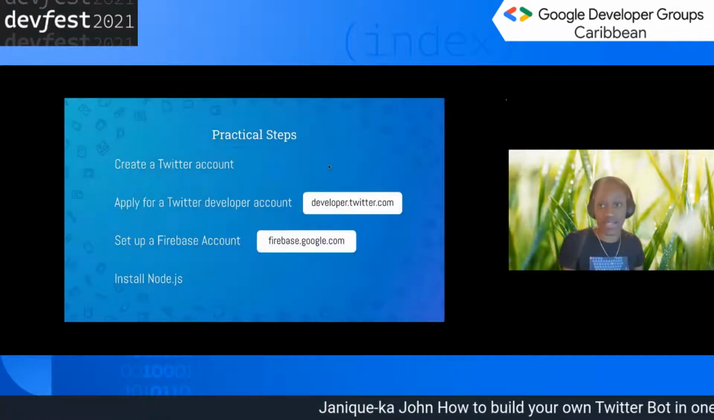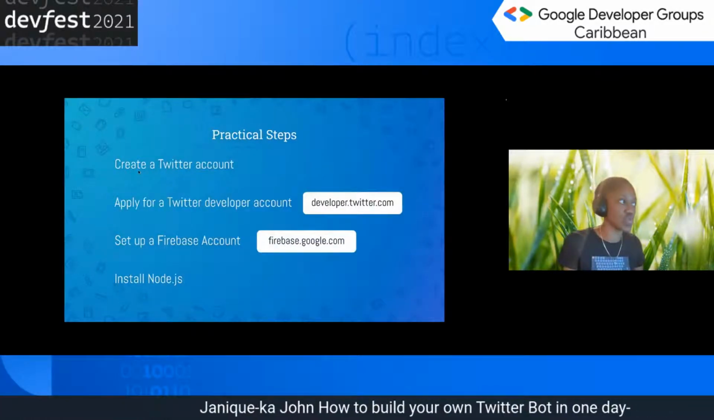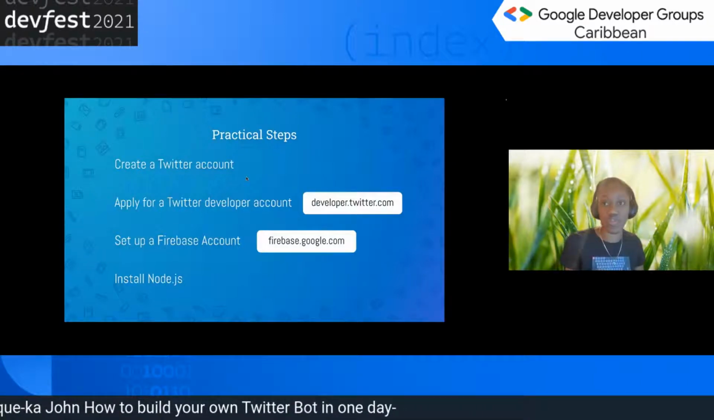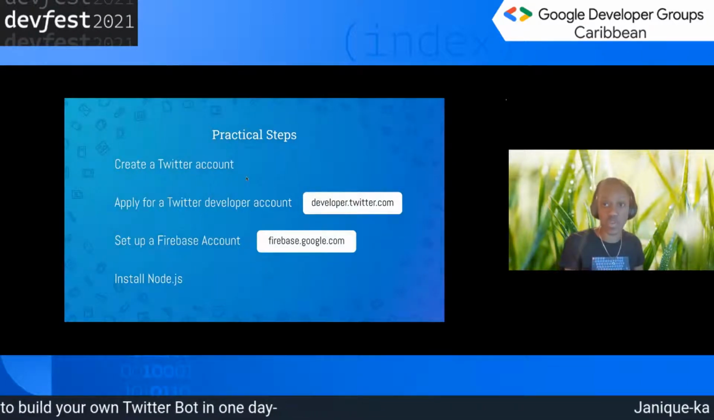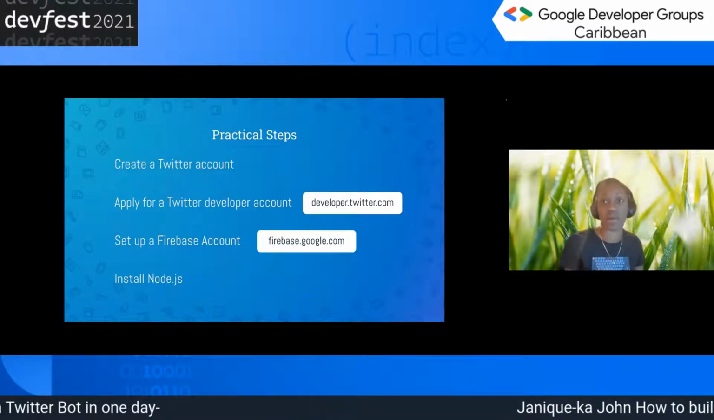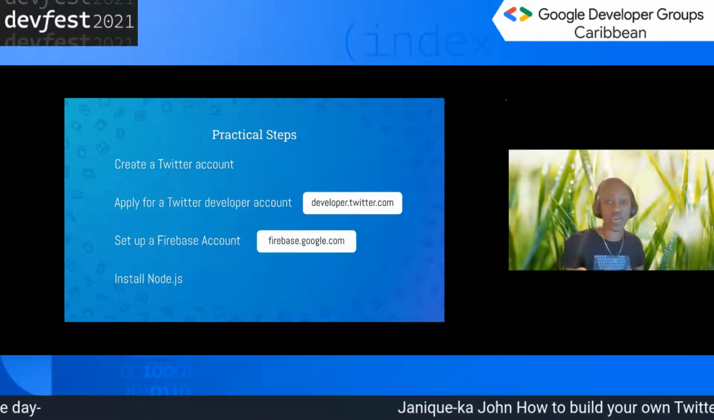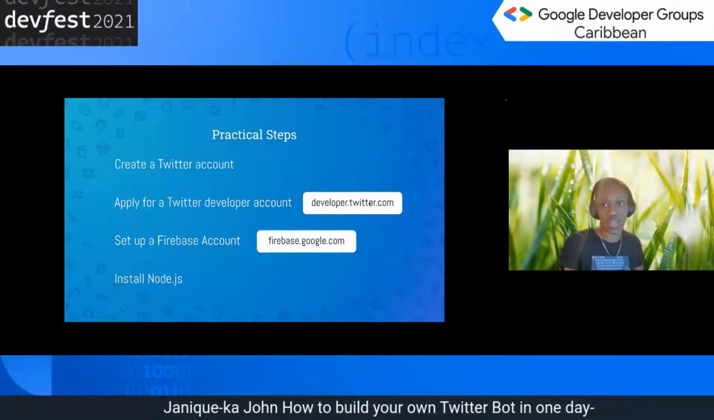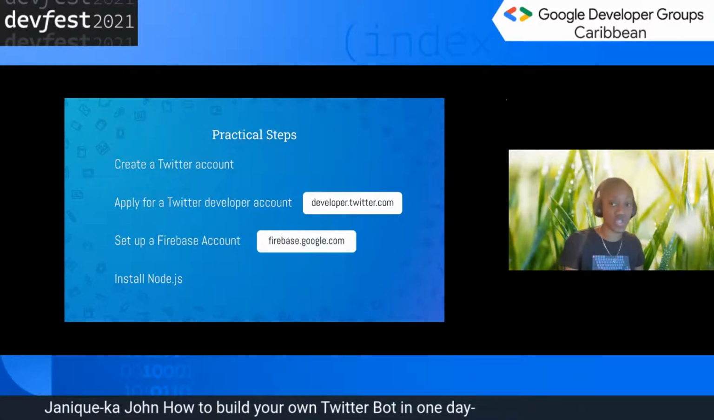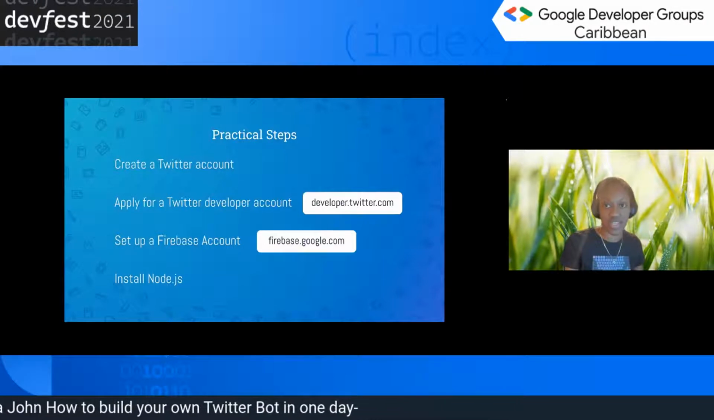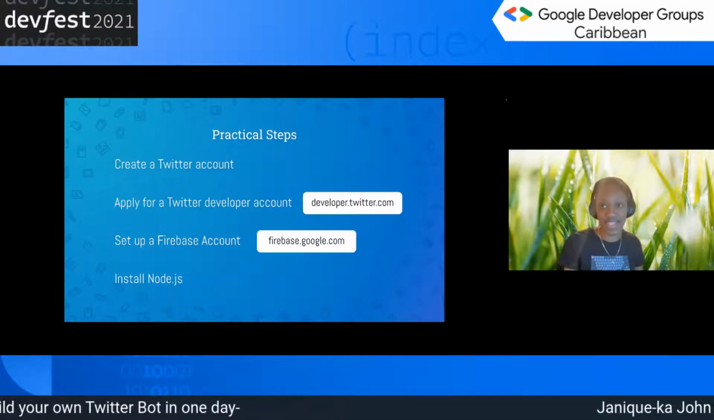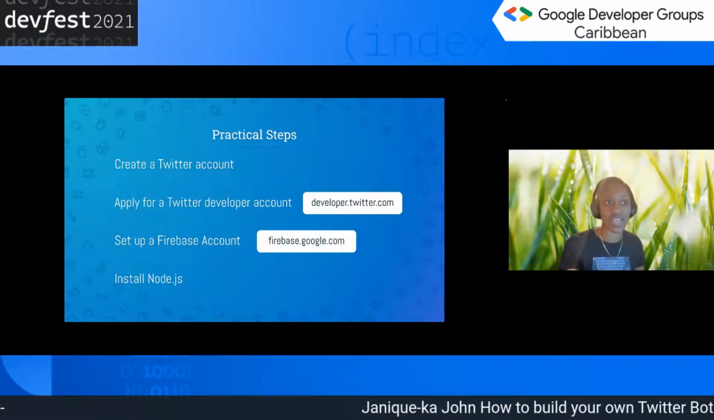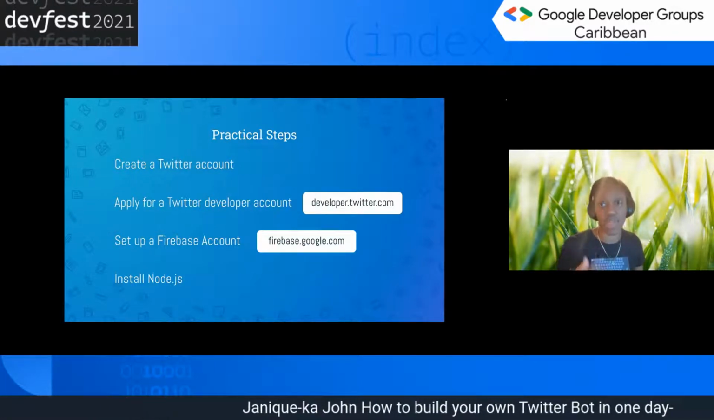So, practical steps: what you would need to do. You definitely need to create a Twitter account. Don't confuse this with your own personal account. You want to create an account that the bot tweets from. When you create this account, you also need to apply for a Twitter developer account. I mentioned they just launched API V2 yesterday, and the exciting thing is that with V2 you can get onboarded really quickly, without having to wait through a long application period.